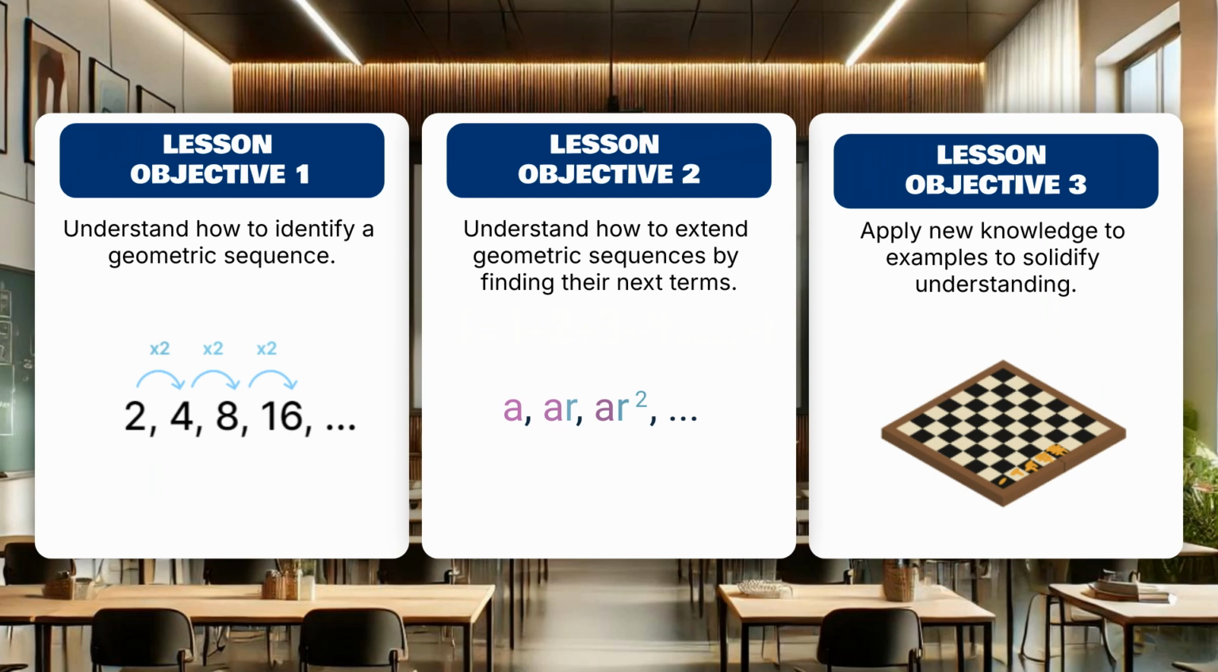Introducing today's concept of geometric sequences allows us to uncover patterns where each term after the first is found by multiplying the previous term by a constant called the common ratio. Let's get started.